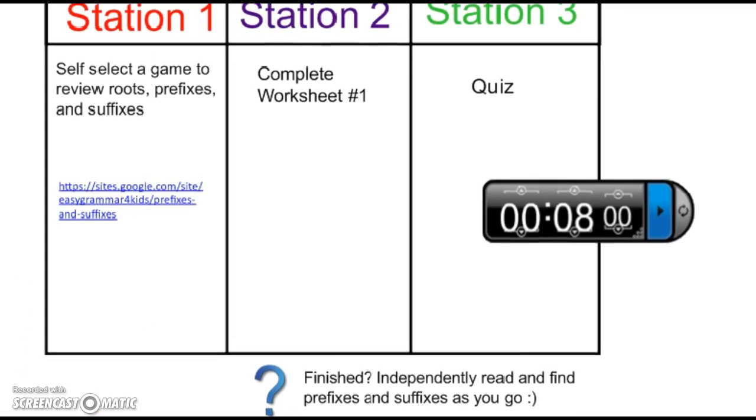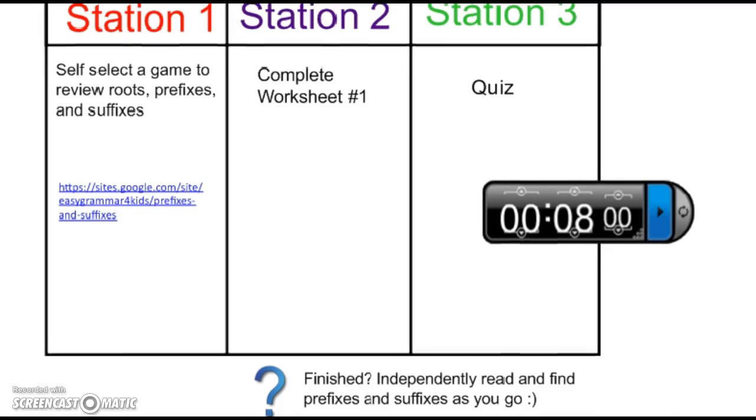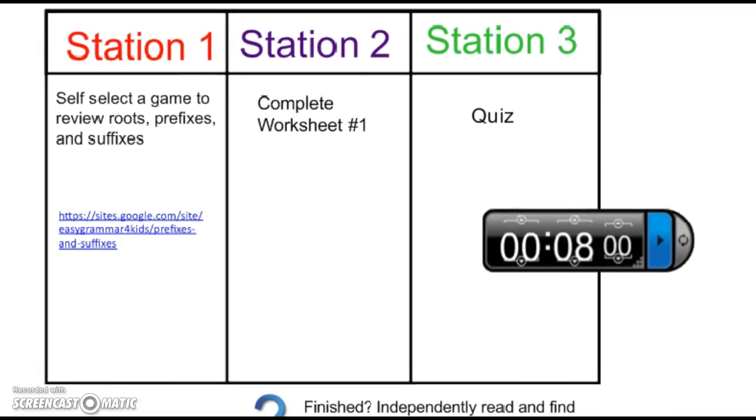If you are finished, independently read, and I'd like to challenge you to find prefixes and suffixes as you go. Our stations will be rotated every 8 minutes, and by the end you should have a very clear understanding on the importance of prefixes, roots, and suffixes in our daily language.